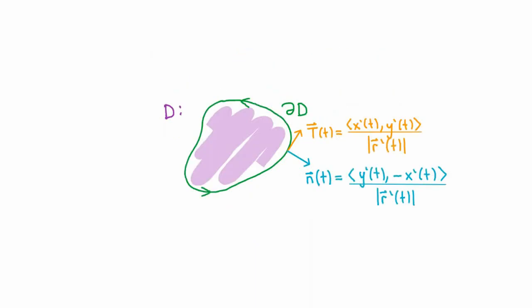In order to state the third form of Green's theorem, I want to define a unit normal to the curved boundary of D. Remember that the vector function T(t), defined by (x', y') divided by the length of r', gives a unit tangent to this curve at every point. It's not difficult to see that the vector function (y', minus x') divided by the length of r' is perpendicular to the unit tangent and also has length 1. Therefore, this defines a unit normal vector to the curve at every point.